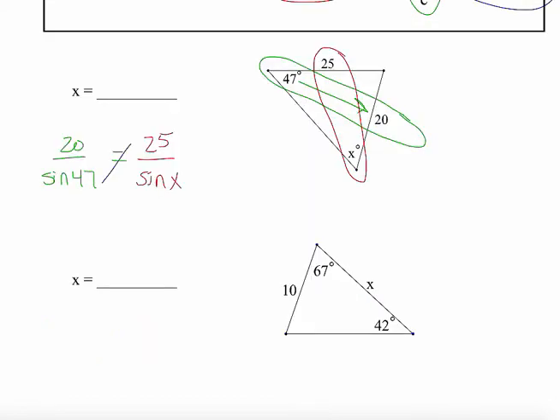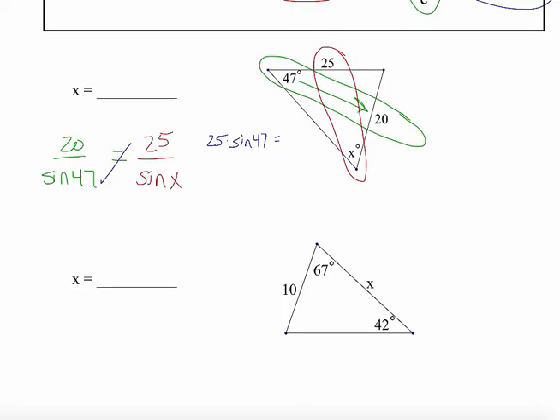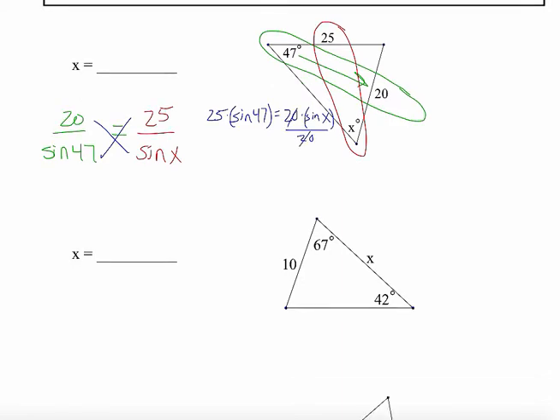So we start by cross multiplying. 25 will multiply by the sine of 47, and that should equal 20 times the sine of x. Now remember, sine of 47 and sine of x represent numbers, a ratio, some sort of decimal. So I like to put parentheses around that to remind myself that that whole thing is one number. So to solve this for x and get x by itself, the next thing I need to do is divide both sides by 20, because that will give me just the sine of x on the right-hand side.